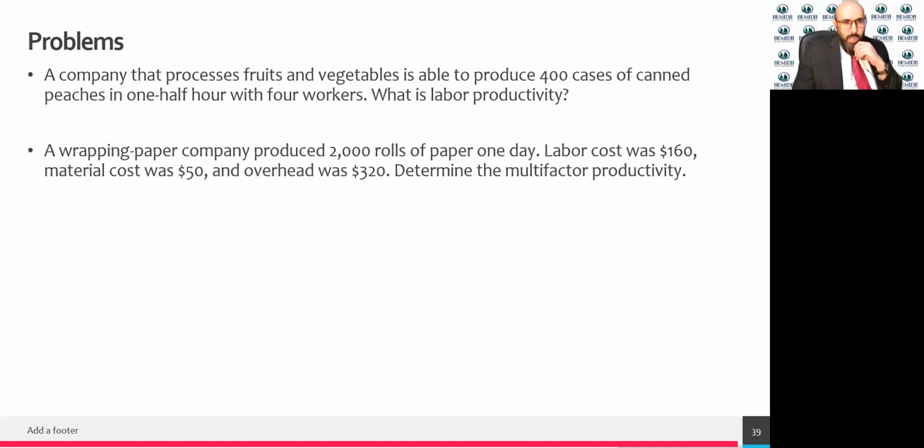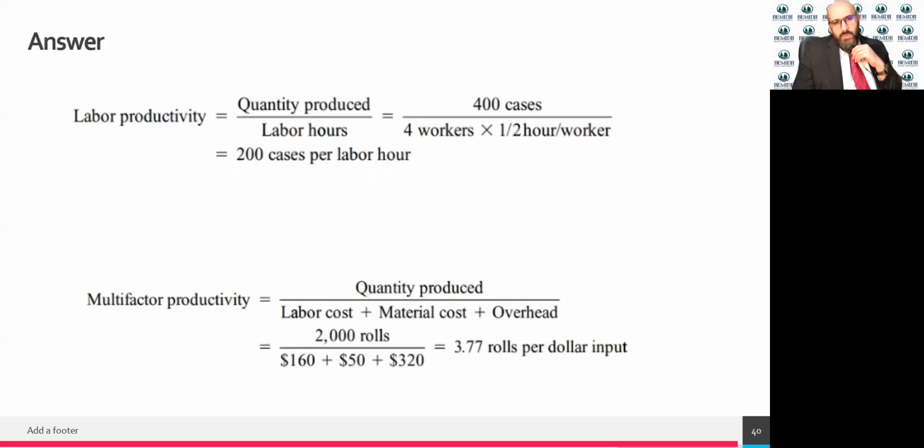Now another problem: a wrapping paper company produced 2,000 rolls of paper one day. Labor cost was 160, material cost was 50, overhead was 320. Determine the multi-factor productivity. So again, output over the input. We have the output to be 2,000 divided by the input, which is 160 plus 50 plus 320, and that will give you 3.77 rolls.